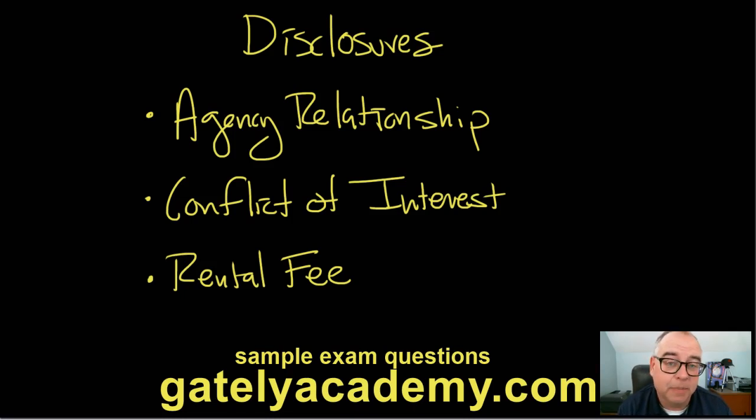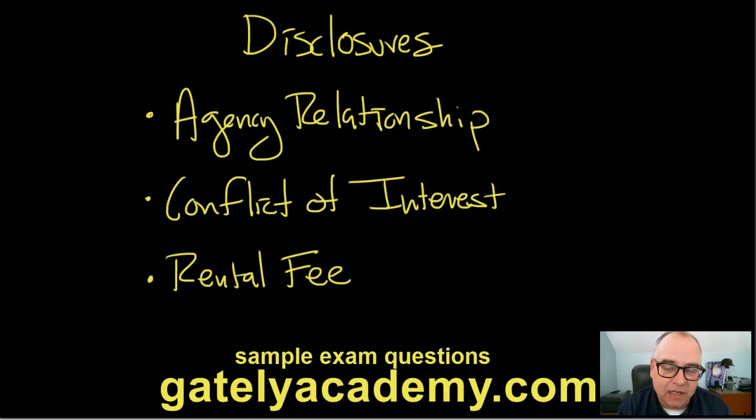In this lesson, we're going to talk about disclosures. There are three basic disclosures that you should be aware of for the Massachusetts portion of the real estate exam. The first one would be the disclosure of agency. Second, conflict of interest. And third, rental fee disclosures.